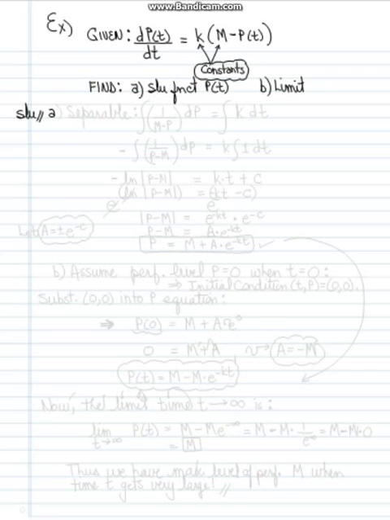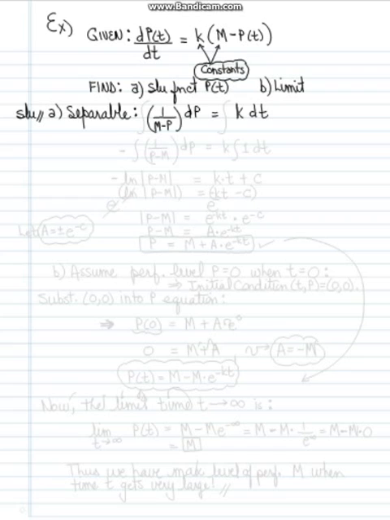Okay, let's do part A. First, we notice that this is a separable equation, and that's great because we really haven't seen much other than separable equations in the differential equation section. So we're going to separate it, and we won't use P of t anymore, we'll just call it P. We get 1 over (M minus P), where M is the maximum performance level and P is performance at time t, dP equals, we'll leave the k on this side as the other function, dt.